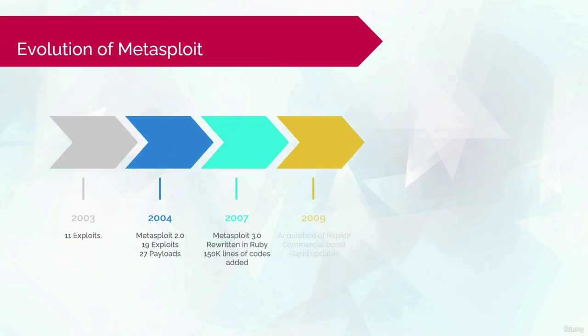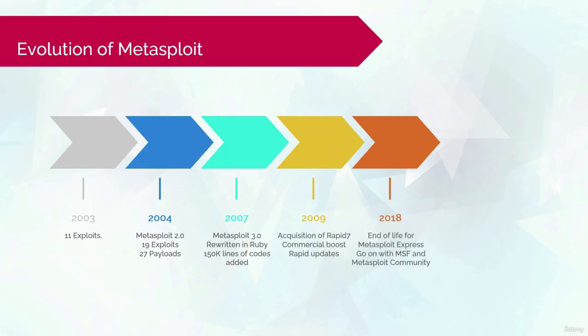In the fall of 2009, Metasploit was acquired by Rapid7, which allowed HD to build a team to focus only on the development of the Metasploit framework. After the acquisition, updates have occurred more, well, rapidly. Then Rapid7 released 2 commercial products based on the Metasploit framework, Metasploit Express and Metasploit Pro. Metasploit Express was a lighter version of the Metasploit Pro. But for this version, Rapid7 announced the end of life on June 4th, 2018.